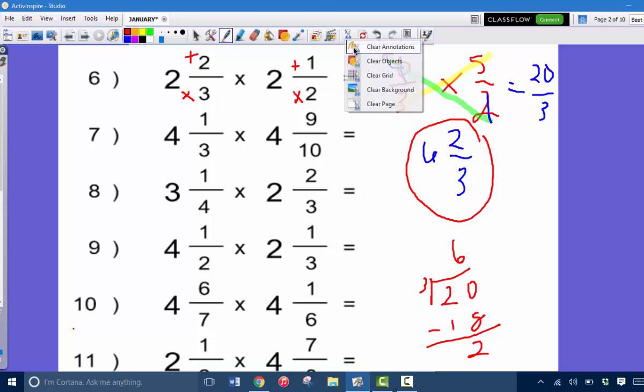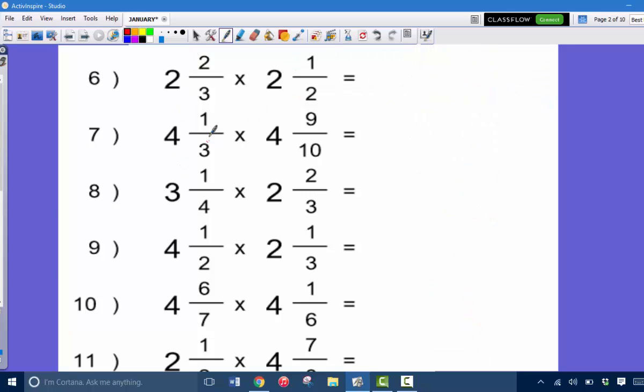Okay, we're going to move on to the next one. Again, change it into an improper. 4 times 3 is 12, plus 1 is 13. So I have 13 over 3 for this one. And then 4 times 10 is 40, plus 9 is 49. Again, keeping the same bottom number.